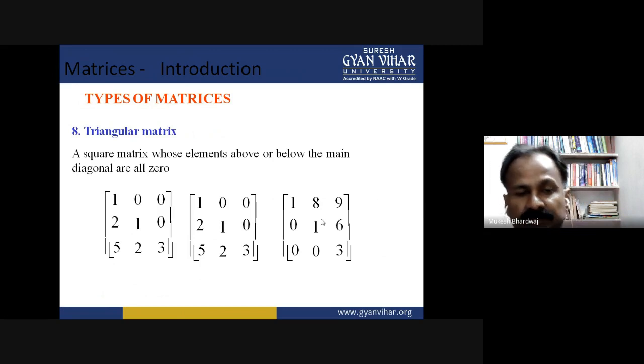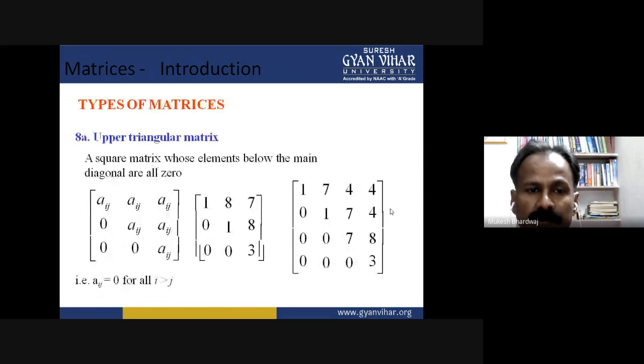As you see in the first example, above the principal diagonal all the elements are 0. In the second example, again above the principal diagonal, all the elements are 0. In the third example, we see that all the elements below the principal diagonal are 0 and the rest are non-zero. So it is broadly classified into upper triangular and lower triangular.